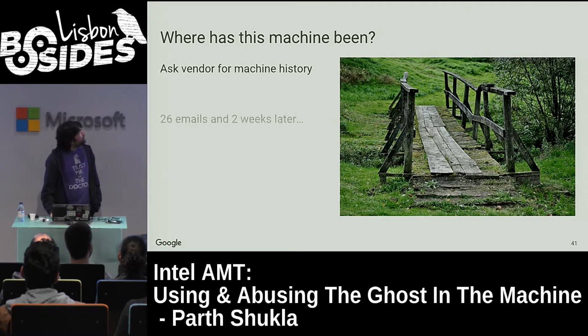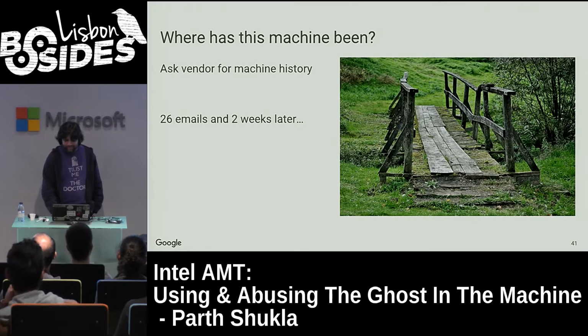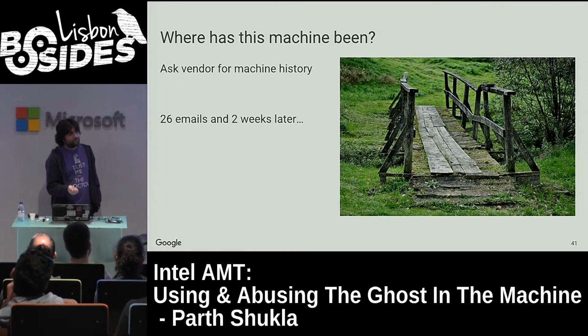26 emails, and 2 more weeks later, we find out the machine was actually received in 2013. But it was received as part of a Linux test lab where they were testing the hardware to make sure that we could use it. Therefore, it was not part of standard inventory. And the way they used it in the test lab was by setting up AMT and doing remote installs.